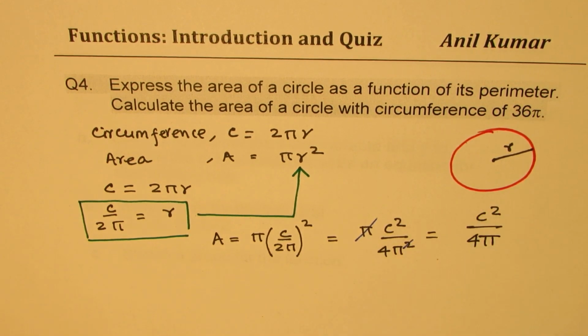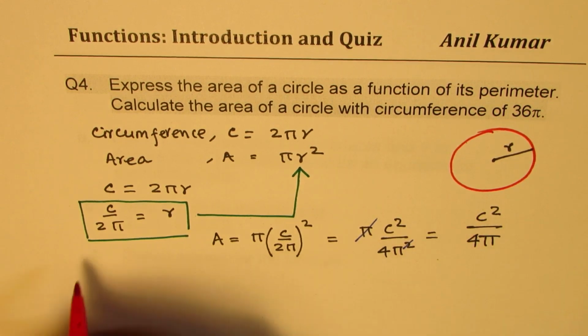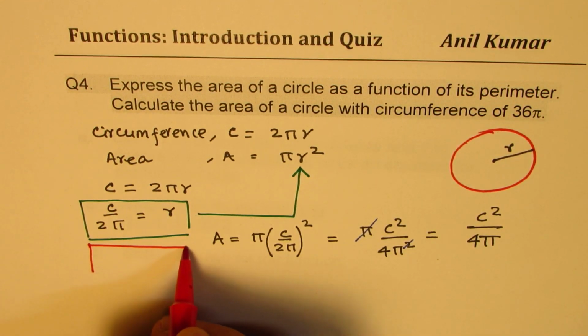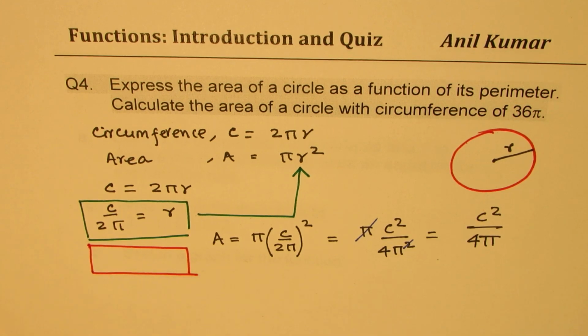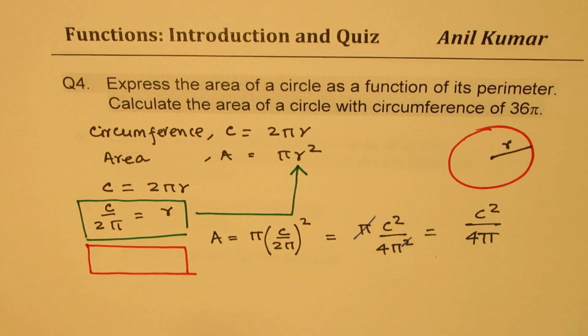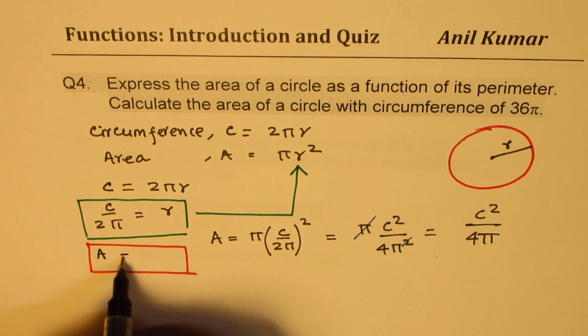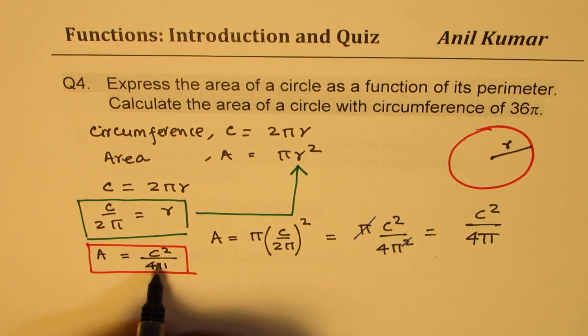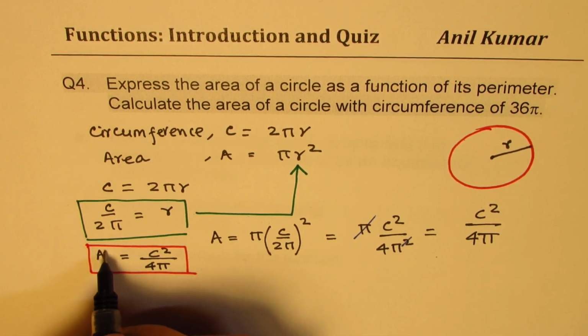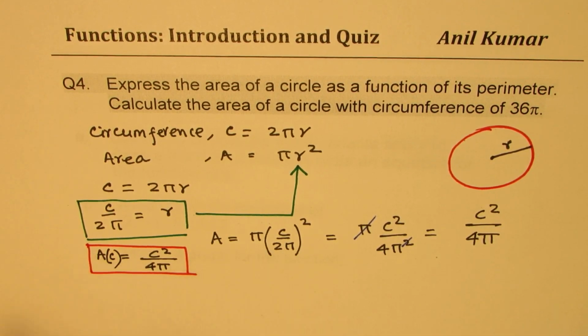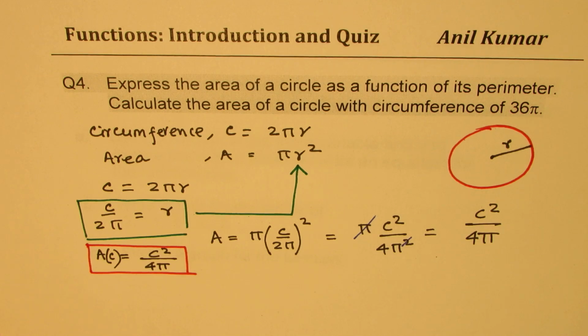Now this is a very, very important relation. So many test papers or even quiz, you will see, or you may have questions related to this. So let me highlight this. So what we got here is that area could be written as c square over 4 pi. Now in function notation, we put it like this. Area as a function of circumference is equal to c square over 4 pi. Is that clear to you? Perfect. So that is the answer for first part.